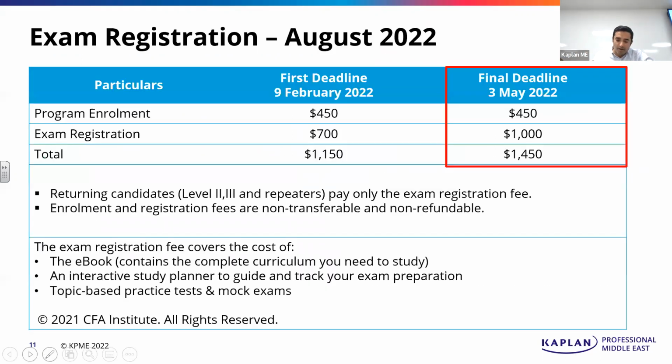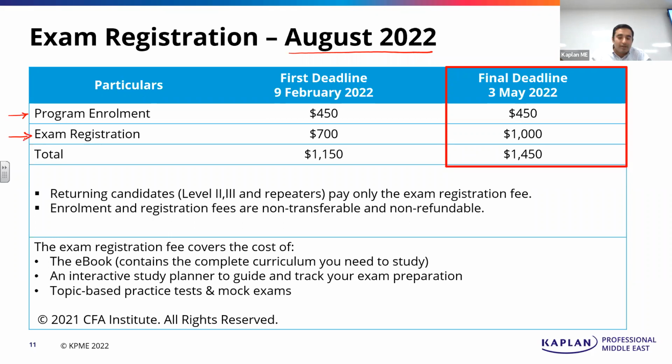Okay. Now, talking about exam registration for August 2022. This is what you have to pay to CFA Institute. So remember, CFA Institute is the body that organizes this exam, and Kaplan is a prep provider. So Kaplan has a separate fee. This is purely for CFA Institute. So you have to pay a program enrollment fee. This is one time. You pay this only once in your life. So after you clear level 1, level 2, you don't have to pay this. Level 3, you don't have to pay this. If you don't clear level 1, you again give level 1, you don't have to pay this. So this program enrollment is to be paid only once.